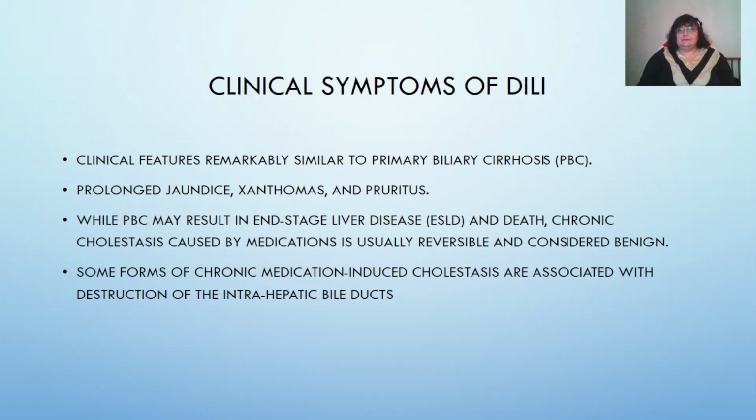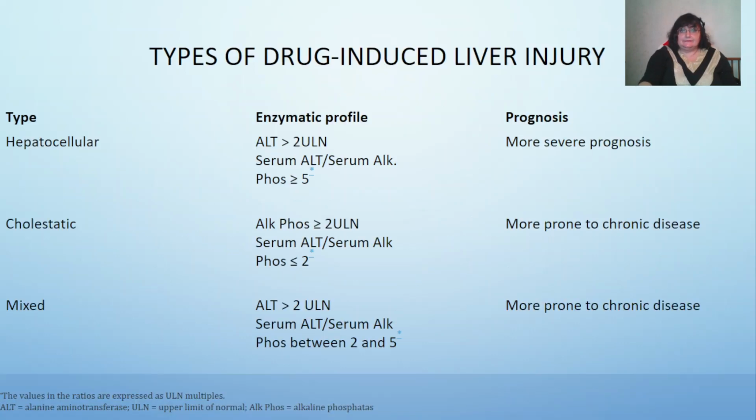Clinical features remarkably similar to primary biliary cirrhosis: prolonged jaundice, xanthomatosis, pruritus. While PBC may result in end-stage liver disease and death, chronic cholestasis caused by medication is usually reversible and considered benign. Some forms of chronic medication-induced cholestasis are associated with destructive intrahepatic bile ducts.